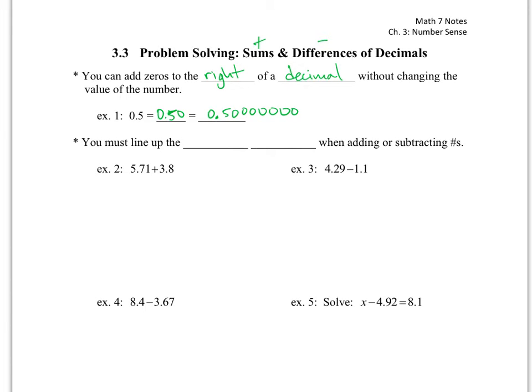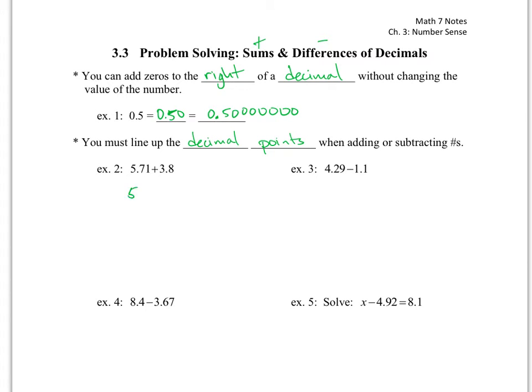You must line up the decimal points when adding or subtracting numbers. You have to line things up. And when we add and subtract, we're going to stack them on top of each other.